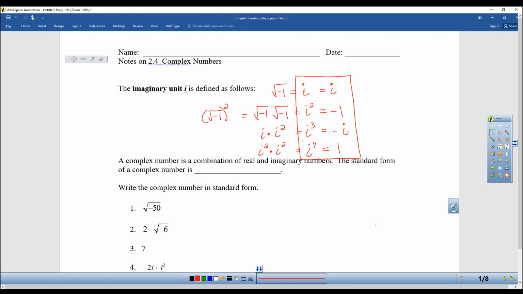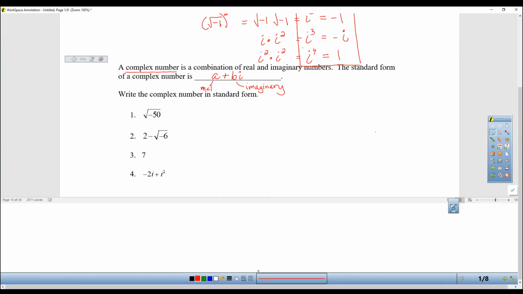A complex number is a combination of real and imaginary numbers. The standard form of a complex number is a plus bi. This is the real part, and this is the imaginary part. Together, they're called a complex number.